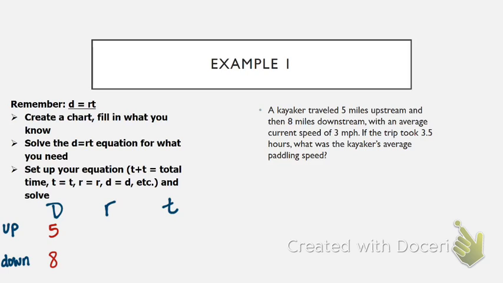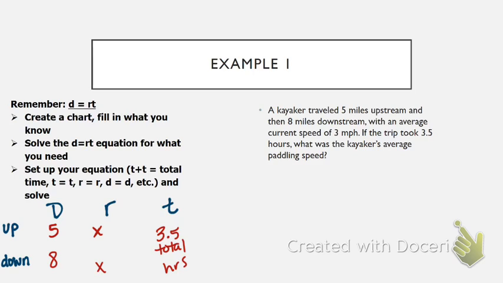So time, it tells me it took 3.5 total hours. That pertains to both, so it's kind of in both spots. So 3.5 total. And rate, we're trying to find their average speed, so their average speed is x. Because average, we're not saying upstream and downstream. We're saying the average including both things, assuming they were always traveling the same speed.